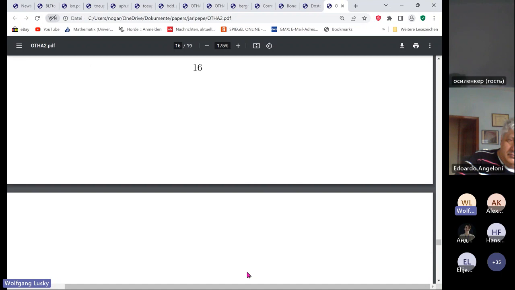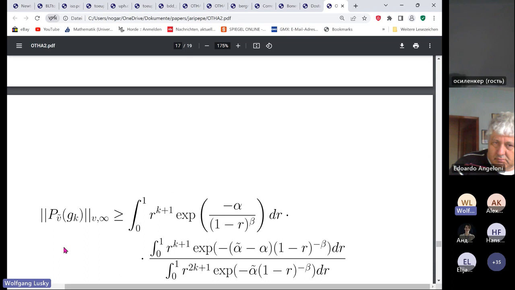Now we get that P sub V tilde applied to G sub k has a lower bound consisting of these three integrals. Here we have the k plus first moment of the weight v. And here we have the moment 2k plus 1 with respect to the weight v tilde. Now remember, beta is the same as beta tilde. And here we have this moment with respect to the quotient of v tilde and v. And now it boils down to giving estimates for these integrals here.